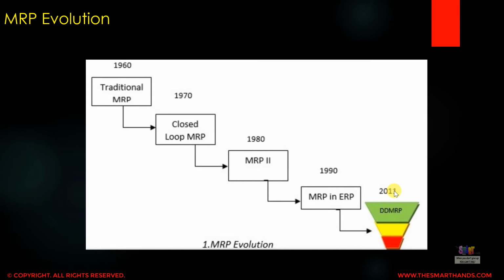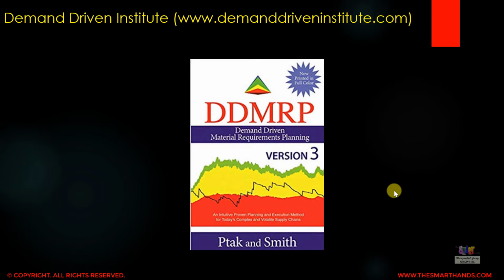functionality available. Now this DDMRP, as I said, is a third-party tool, you can say, and is now available in our S/4HANA system starting from the 1709 version. There's a book if you want to understand more about it. This book is available on the Amazon website. You can check it, or you can also visit their website demand-driven-institute.com to understand more about DDMRP in general, not from the SAP perspective.